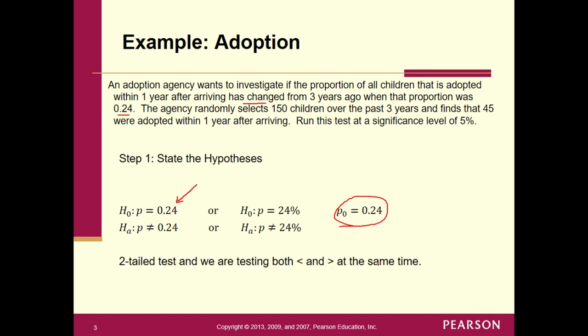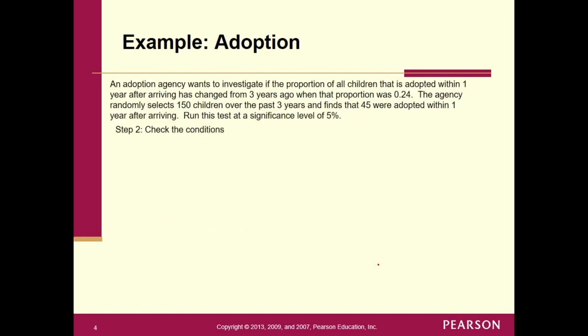So that means we're running a two-tailed test, and we are testing both less than and greater than at exactly the same time. We just want to see, has things changed? Doesn't matter if it's less than, doesn't matter if it's greater than. Is it significantly different?